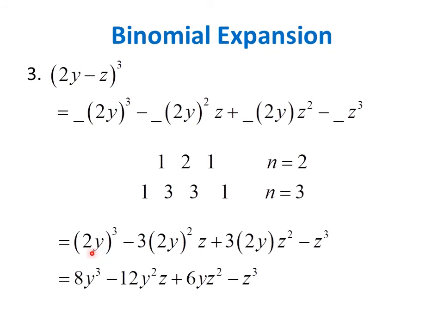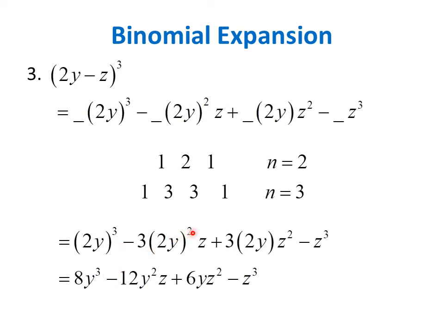Okay, so how do we do that? We start with numbers. When we have quantity 2y raised to 3, that means we have to raise each factor to the exponent 3. So let's start with the numbers. We have 2 cubed: 2 times 2, 4 times 2, 8. Okay, then we have y to the 3. That's y cubed. Okay, minus.